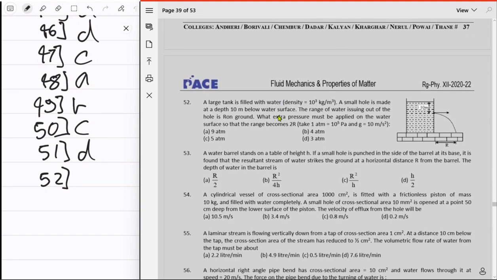Next, 52. A large tank is filled with water. A small hole is made at depth 10 from the surface. The range of water issuing out of the hole on the ground is R. What extra pressure must be applied on the water surface so that the range becomes 2R? So this is R and then you want this to become 2R, right?